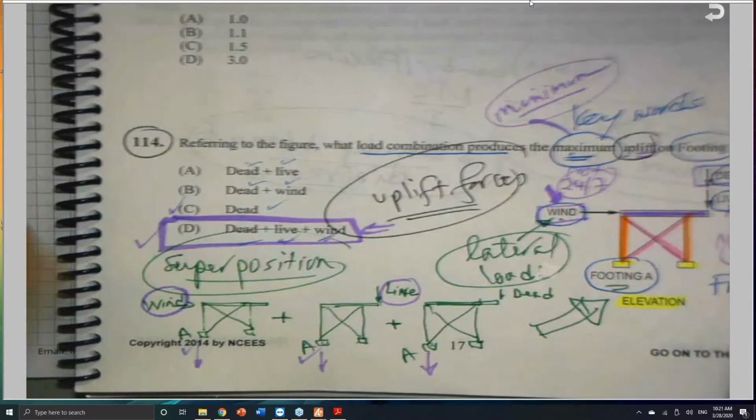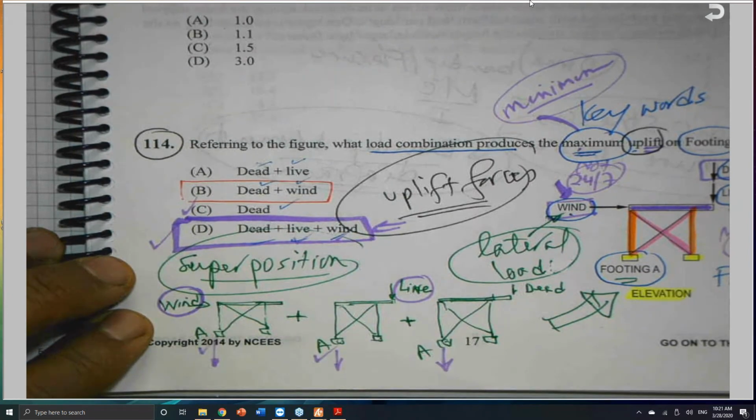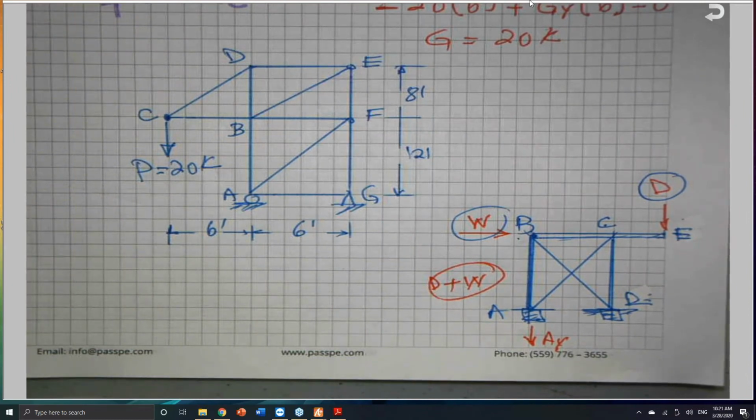If this is what you meant, my friend, dead plus wind, the answer is going to be B in this case, if the live load is not there, if there is no live load. Make sense? This is what you meant.